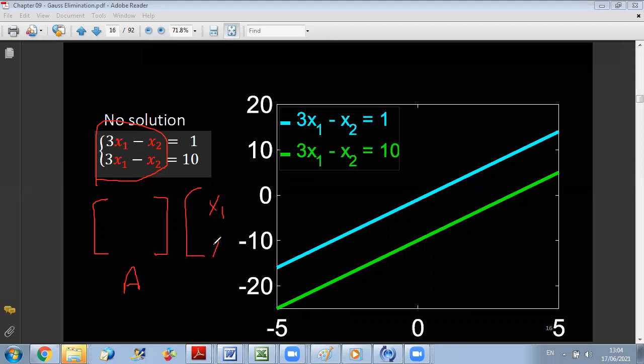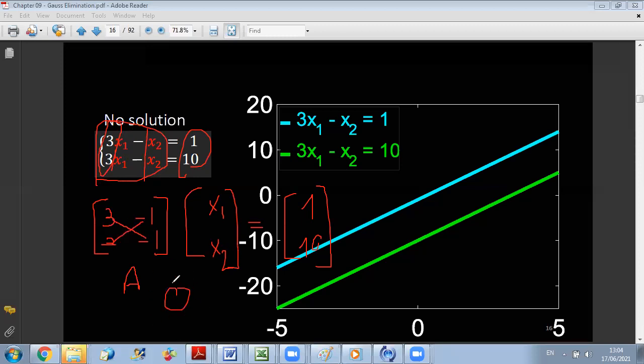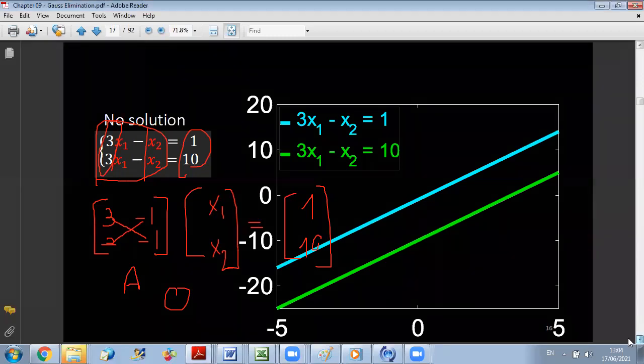If you want to represent the system in matrix form, it will be like this. The result is 1, 10, so this gives you 1, 10 as the column of results. You have x1 multiplied by this column, which represents the coefficients of x1, here 3, 3. And here you have the column of x2, minus 1, minus 1. If you compute the determinant of this matrix, you will get 0. When you have a determinant of 0, you can have either no solution or infinite solutions. We will see the case of infinite solutions in the next slide.